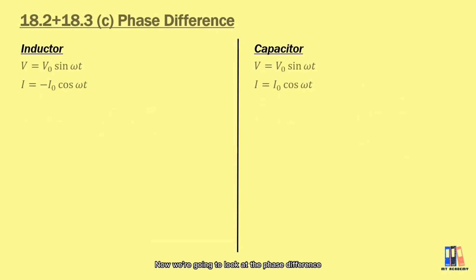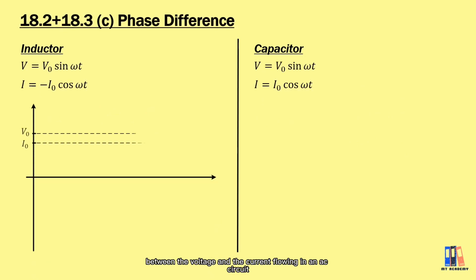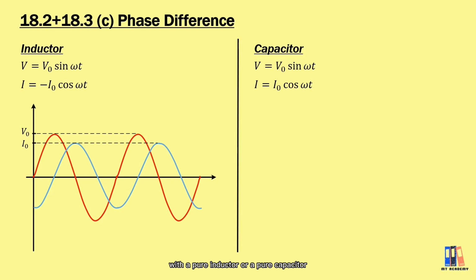Now we're going to look at the phase difference between the voltage and the current flowing in an AC circuit with a pure inductor or a pure capacitor.